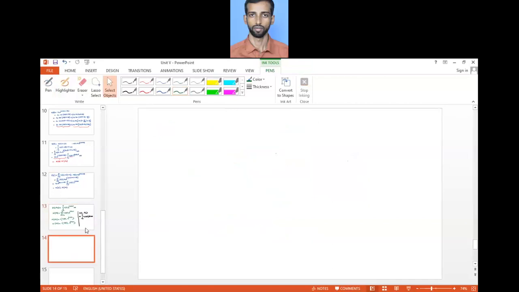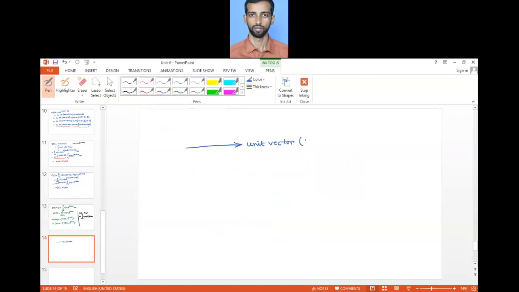To understand this, let me go to the next slide. Suppose I have one two-dimensional vector over there, and suppose this is the unit vector.